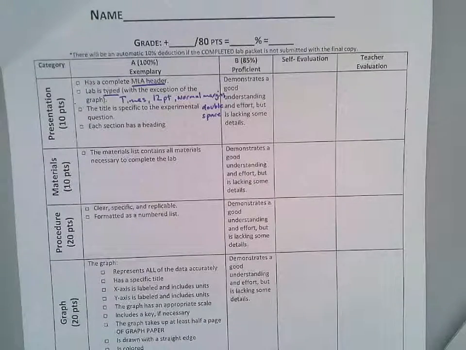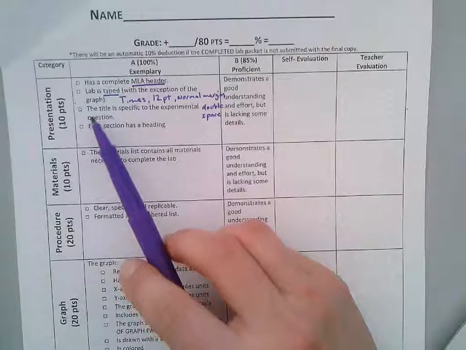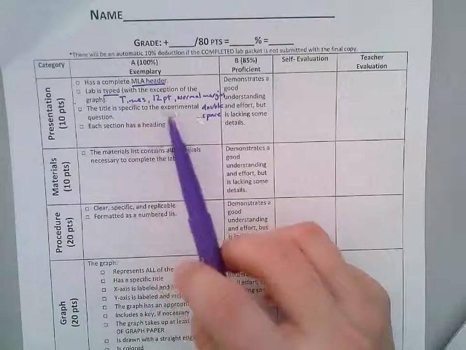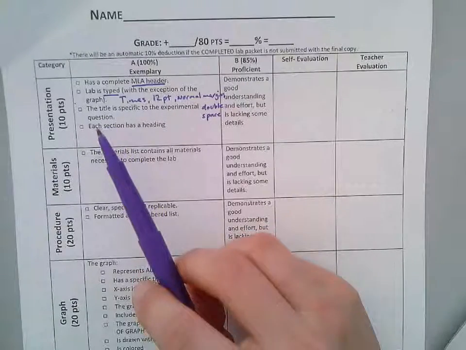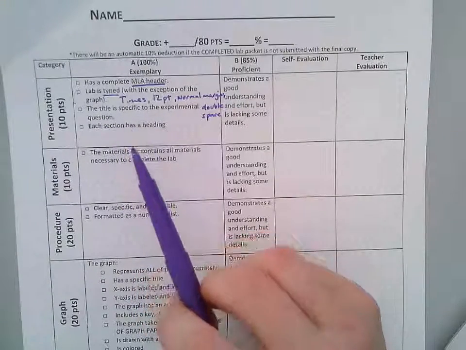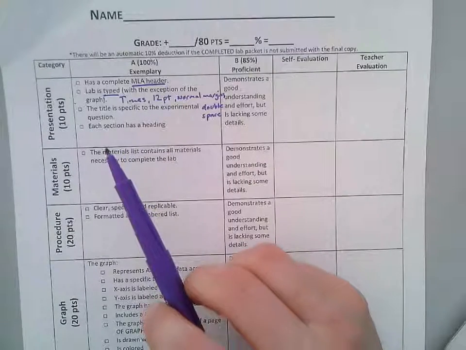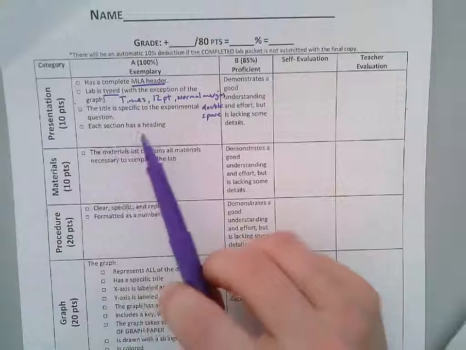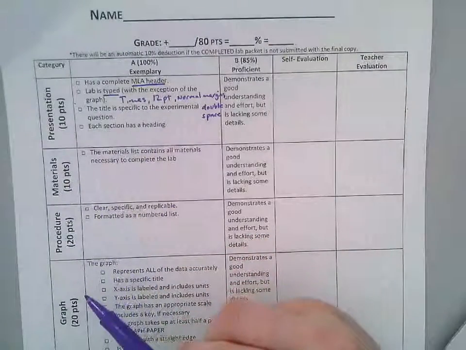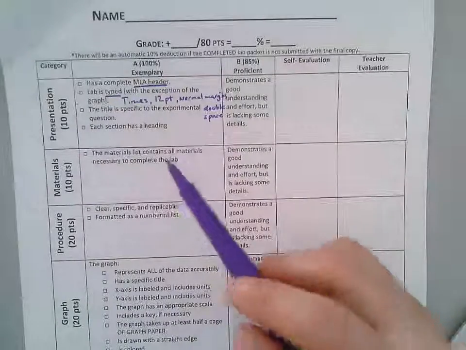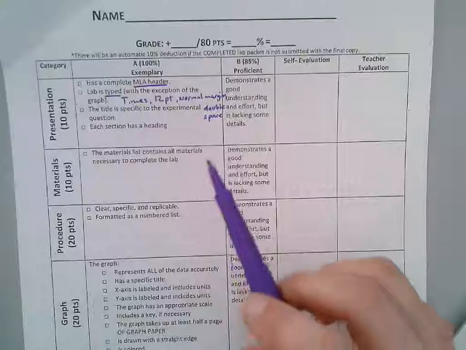So now, it also says that the title has to be specific to the experimental question. It should not be the same as the experimental question, but it should be a title related to the experimental question. Then it says each section has a header, so that would be that if you have a materials section, a procedure, a graph, a conclusion, each section is titled as such to be specific.